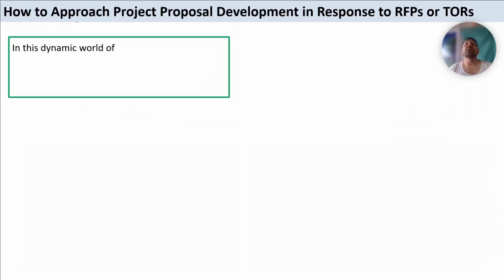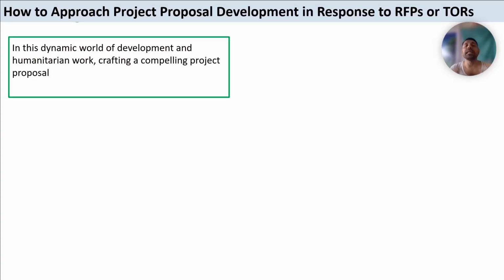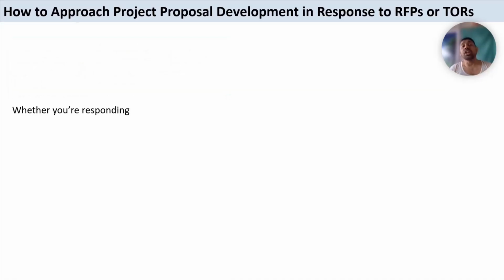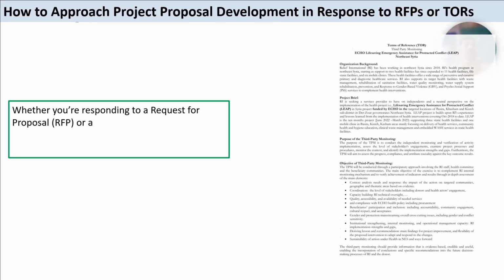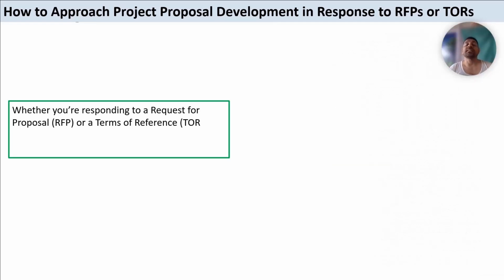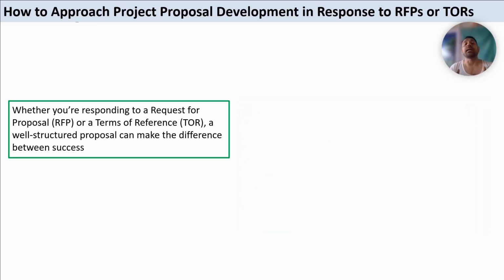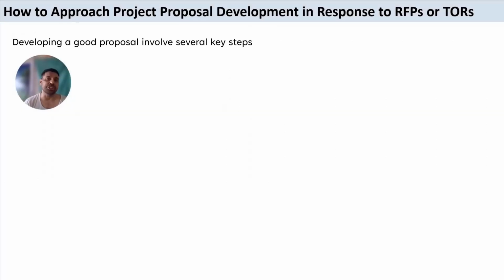In this dynamic world of development and humanitarian work, crafting a compelling project proposal is crucial for securing funding and delivering impactful outcomes. Whether you are responding to a request for proposal or a term of reference, a well-structured proposal can make the difference between success and missed opportunities. Developing a good proposal involves several key steps. On this slide, you will see the key steps and then we will discuss each step in detail.